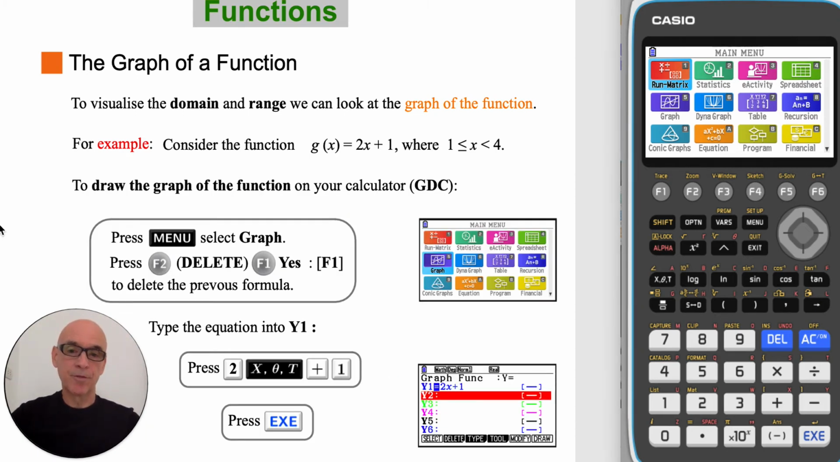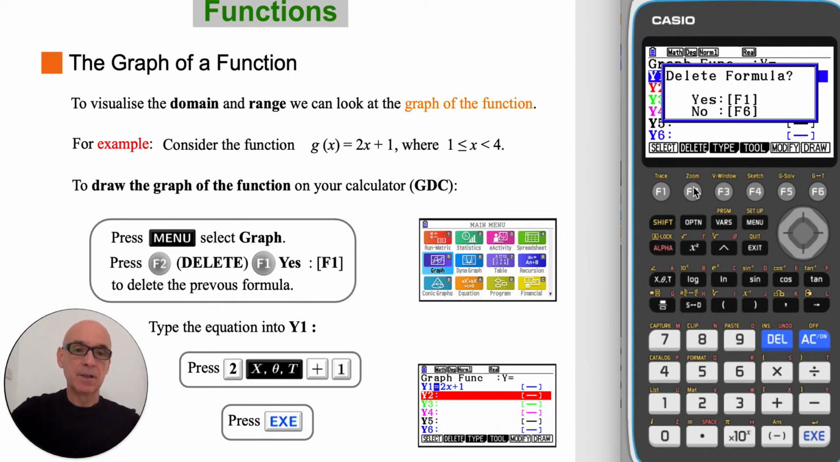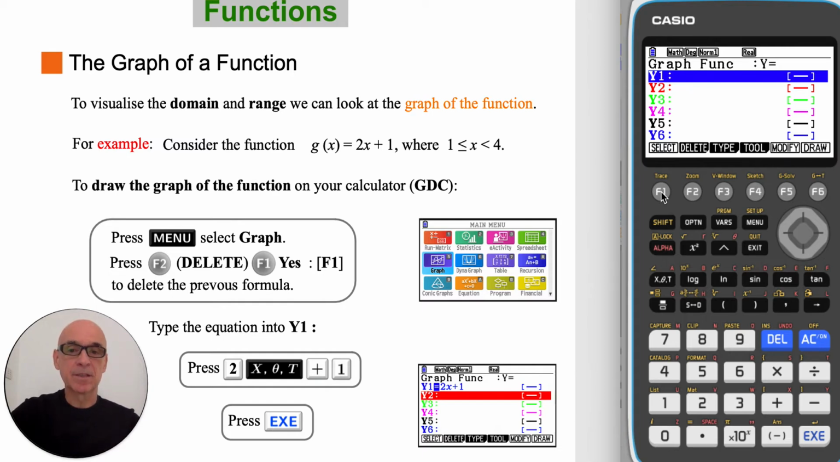To draw the graph of the function on your calculator, from the main menu, if you select Graph, then scroll up and press F2, followed by F1 to delete any previous equation, we can then type in the equation. So in this case it's 2, and then pressing the x variable button, plus 1, and then pressing execute.